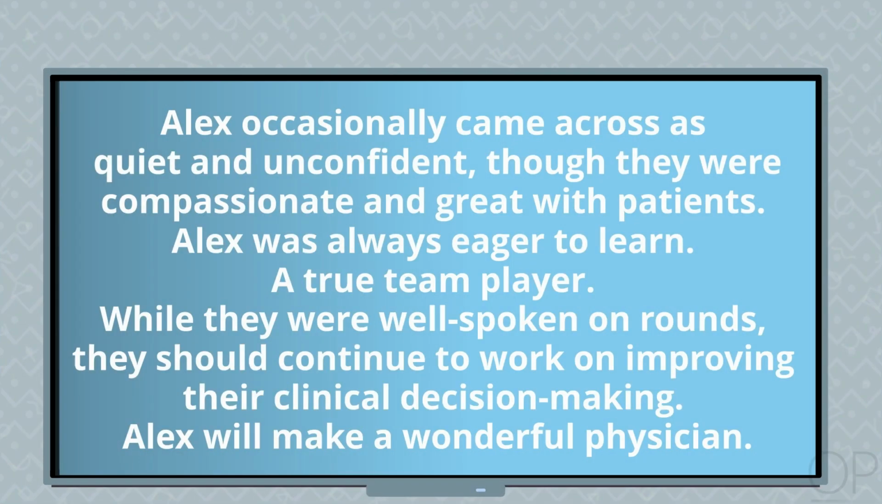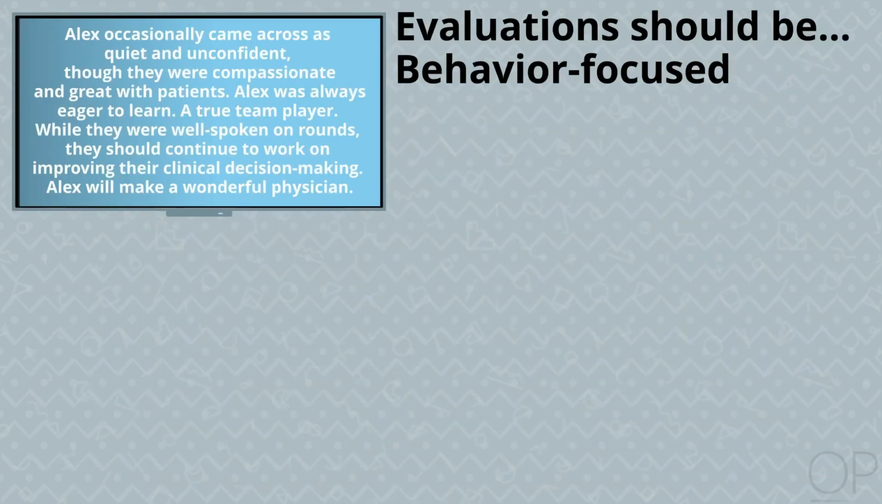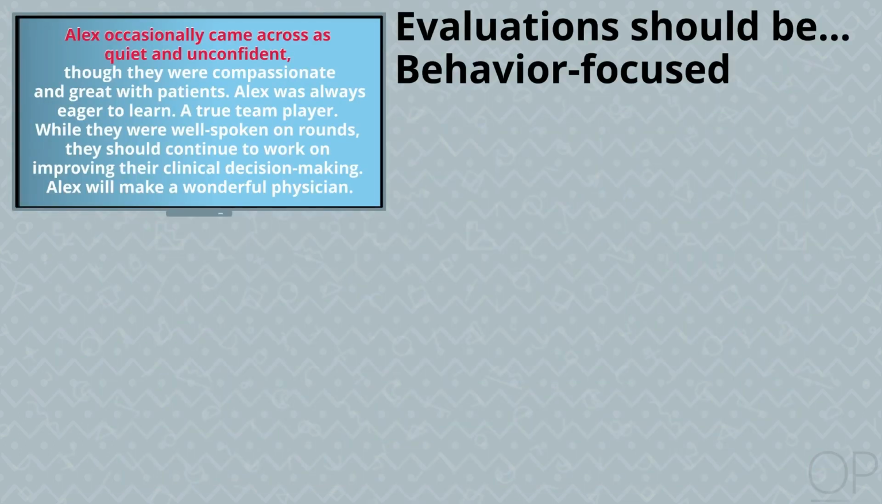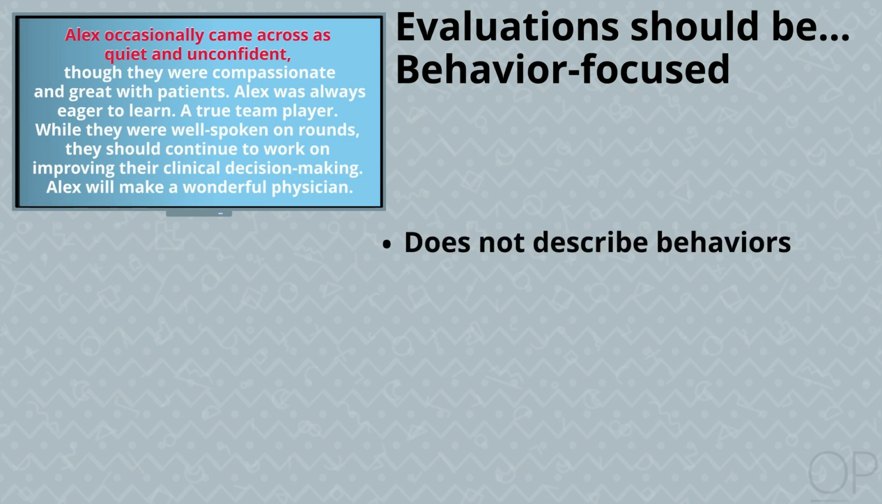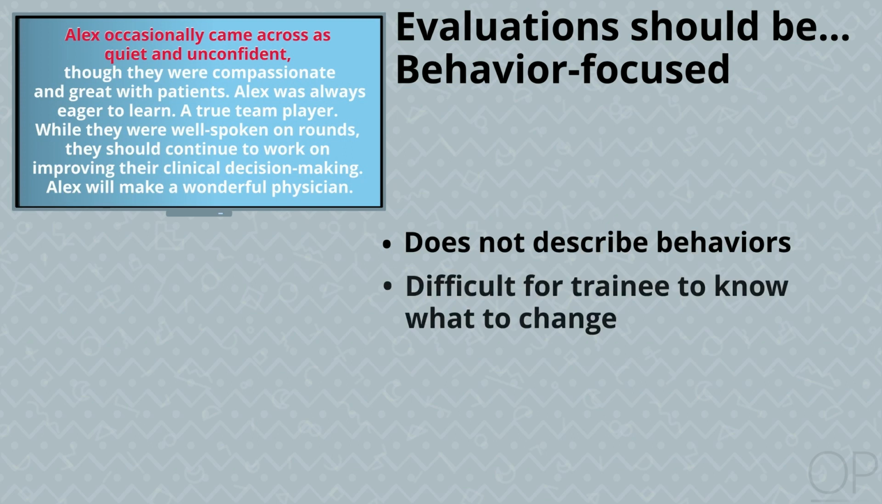Let's start with how to make this evaluation behavior-focused. Evaluations should focus on behaviors rather than on personality traits or physical characteristics. Describing a behavior lets the learner know what exactly to replicate or change. Let's look at the statement that Alex occasionally came across as quiet and unconfident. This does not describe the behaviors that made the evaluator write this label and would be difficult for Alex to know what to change.